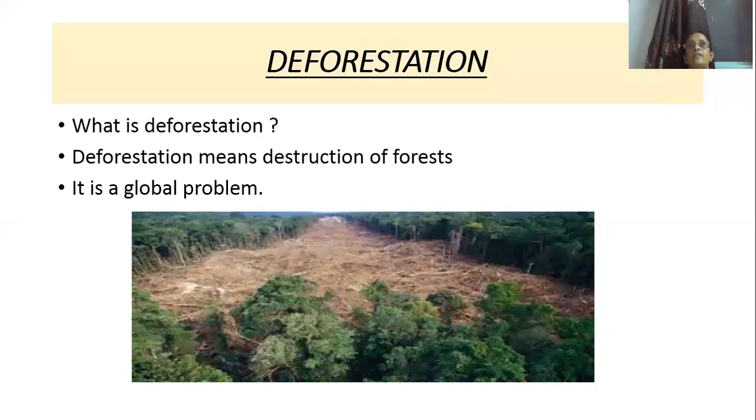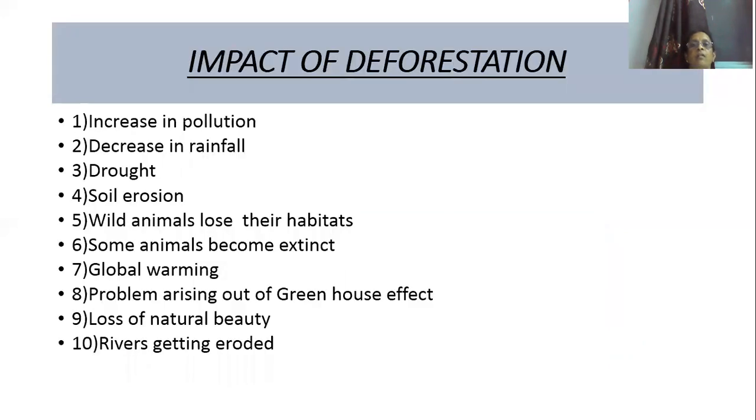So what is deforestation? Destruction of forest. Cutting down of trees in the forest is called deforestation. What type of problem is it? It is a global problem. This problem is faced by all the countries of the world. Then what are the impacts of deforestation? Impact means the result. What are the results of deforestation? First one is increase in pollution. Now pollution has increased because of deforestation.